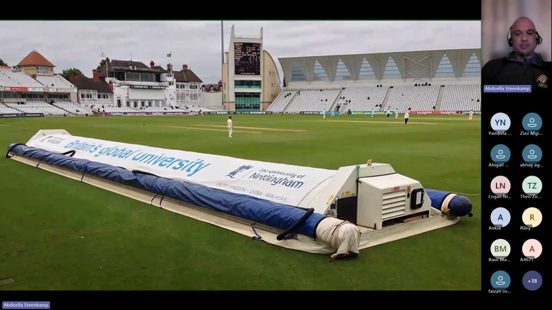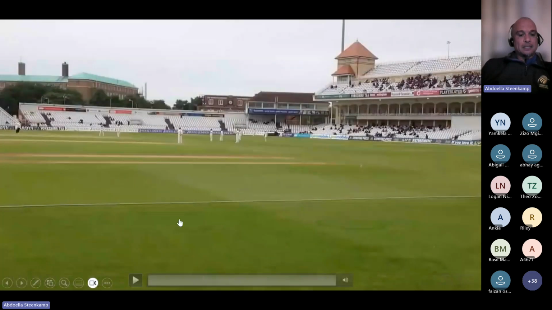In one of the test venues in England, this is what they use to cover their pitch. I know that different grounds use different methods, but this particular ground in England, this is what they use. Let's look at this video to see how they cover this pitch.